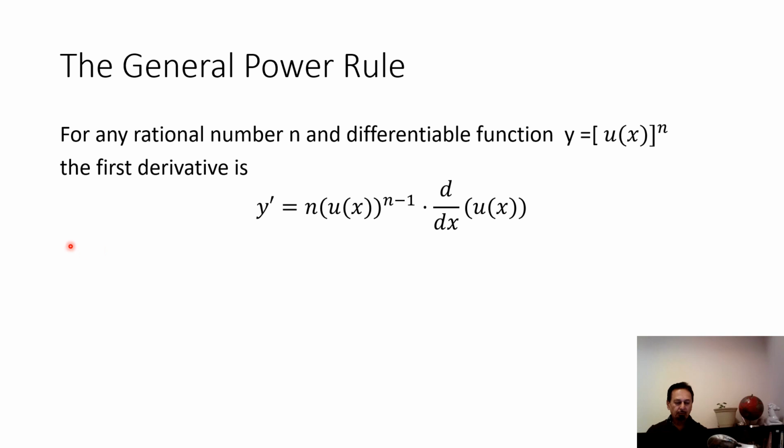The general power rule. For any rational number n and a differentiable function y equals u of x to the power n, the first derivative is y prime equals n times u of x to the n minus 1, multiplied by the derivative of u of x.